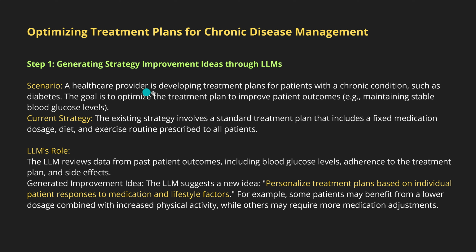So, the scenario: we have somebody trying to develop a treatment plan for patients with diabetes. The goal is to optimize the treatment plan to improve the patient outcome. One condition is to maintain stable blood glucose levels. The current strategy is that everybody gets the same standard treatment, independent of whether you're a man or a woman or a child or whatever. This includes a fixed medication dosage, a diet, and an exercise routine prescribed to all the patients alike.